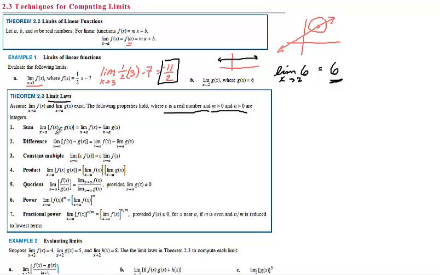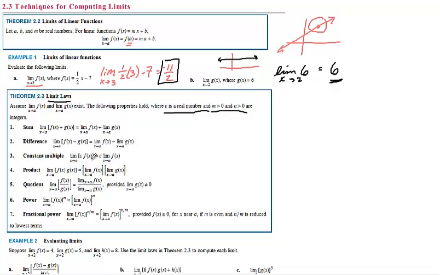Law 1 says that I have some sort of sum and I would like to know the limit of that sum. What they tell me, and what you'll be proving later on, is that it will just be equal to the limit of each one. So if you have two functions added together, you can break it apart, find the limit of each one, and add them together, and that would be the limit of the total function. And law 2 is similar, but it's just difference.